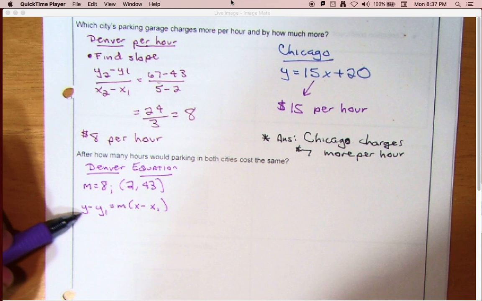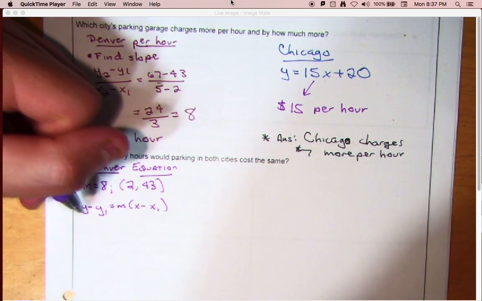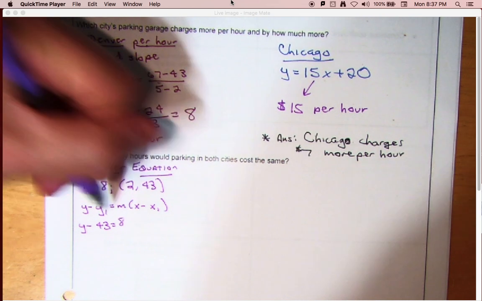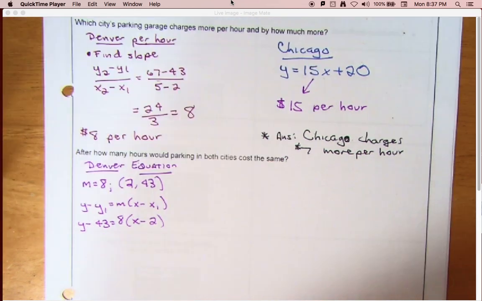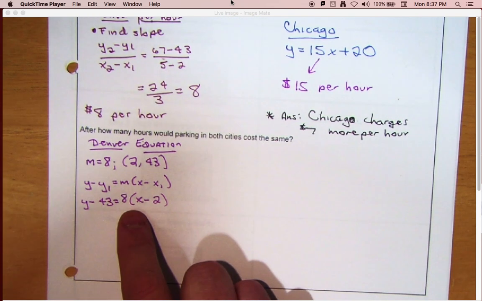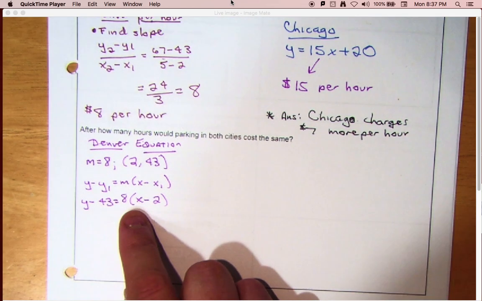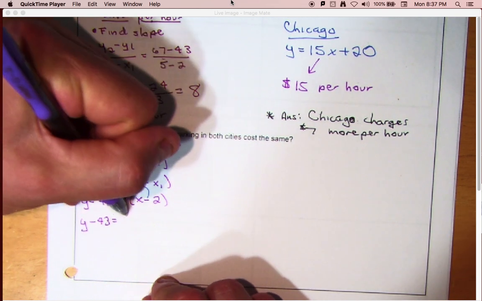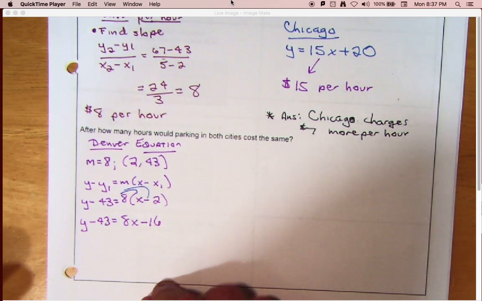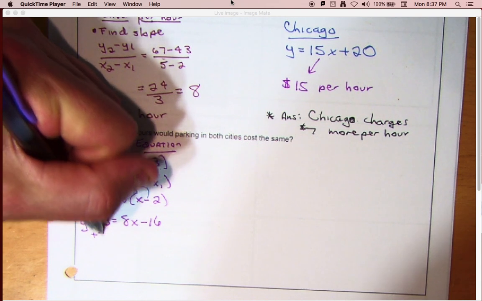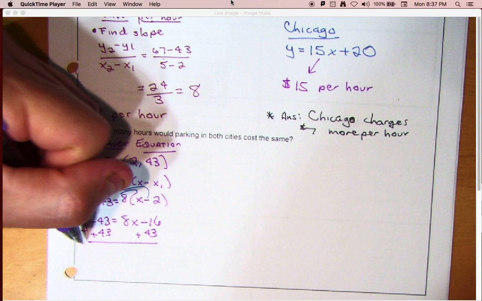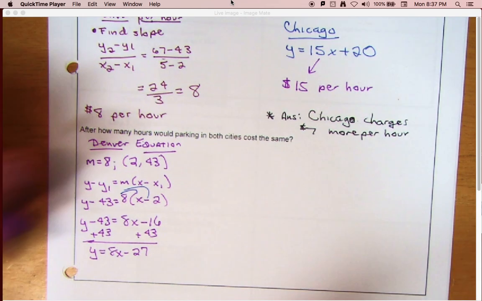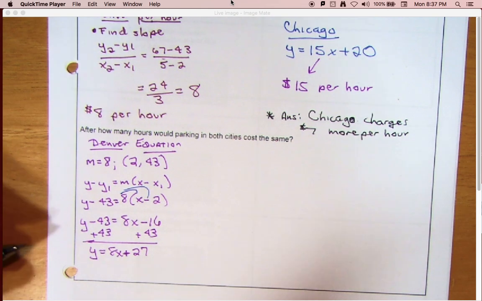So let me rewrite it. y minus y1 equals m times x minus x1. And so I'm going to plug numbers in. So y minus 43 equals m, which is 8, times x minus 2. All right, so we need to first do the distributive property. So I'm going to go 8 times both of those. And so I'm going to have y minus 43 equals 8x minus 16. And now I just add 43 to both sides. And I get y equals 8x plus 27. All right, so there's the Denver equation.